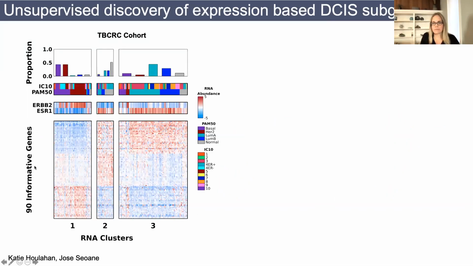Well, looking at the RNA-based clusters, just showing here the heat map for the top 90 most informative genes, we see that really they're driven by the abundance of HER2 as well as ESR1 or estrogen signaling. And so, for example, we can see enrichment for HER2 in this group. In contrast, cluster 2 is enriched for the normal-like PAM50 subgroup, and then here we see the luminal-like subgroup.